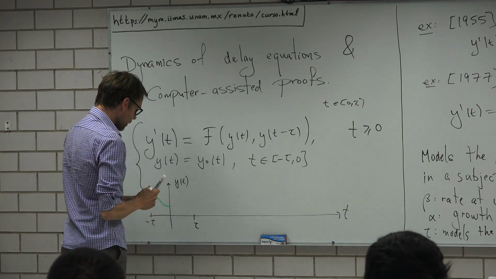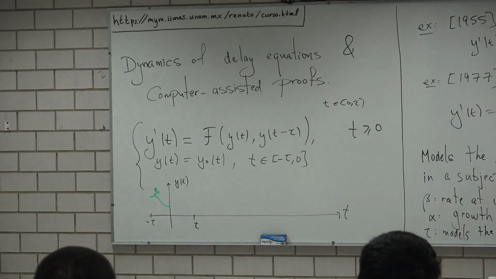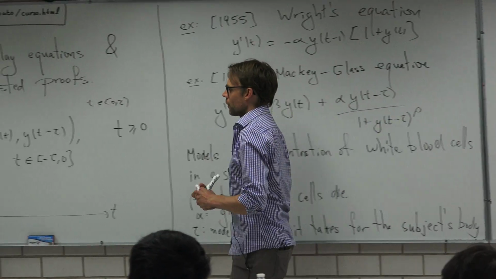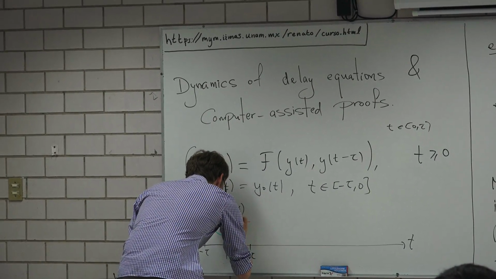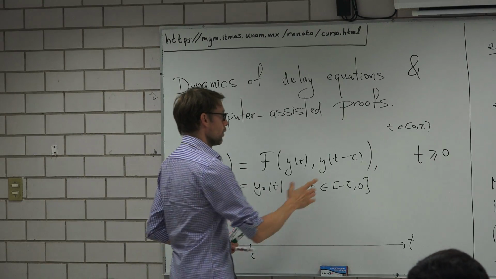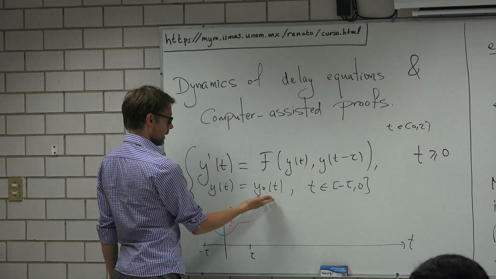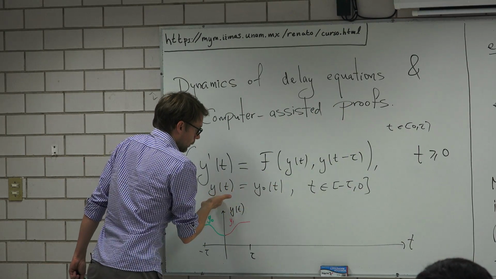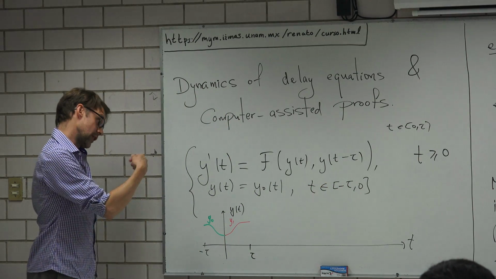And then I'm going to get what? I'm going to use a different color. I'm going to get y1. So that's my y1. What is y1? y1 is the solution of that for t between 0 and tau, with this initial data here. In other words, I just treat this as a non-autonomous problem. Okay, so then I get my y1.